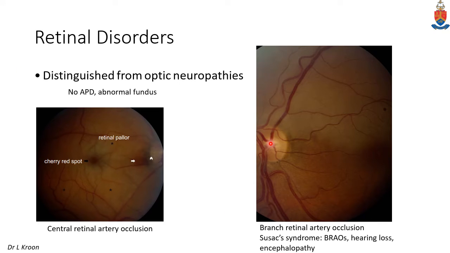And here's an example of branch retinal artery occlusion, where just half of the retina is edematous and white. One can also see this branch retinal artery occlusion in Susac syndrome, where there's a combination of these branch retinal artery occlusions, hearing loss, as well as an encephalopathy.